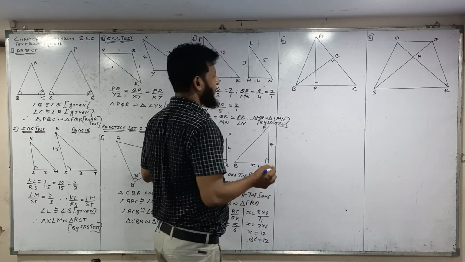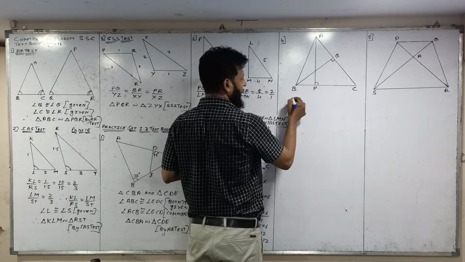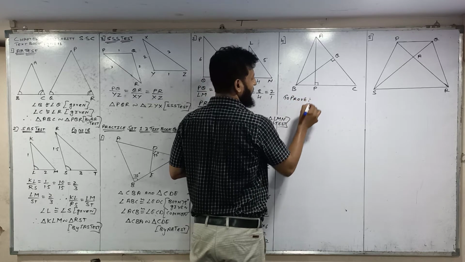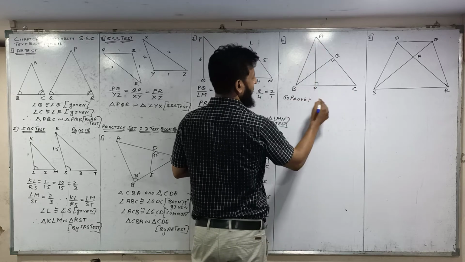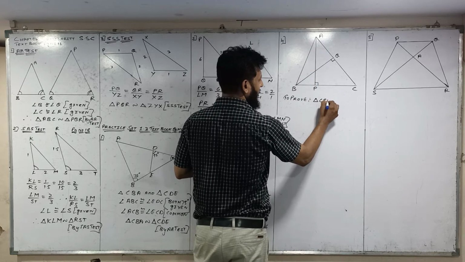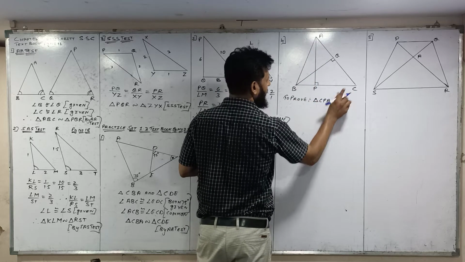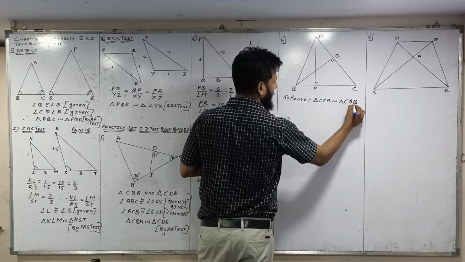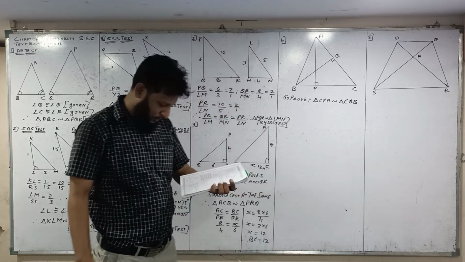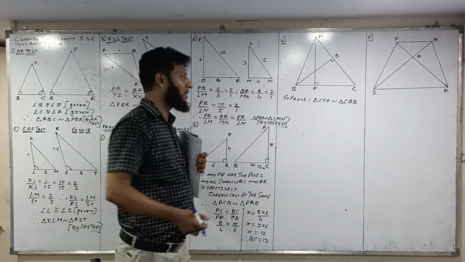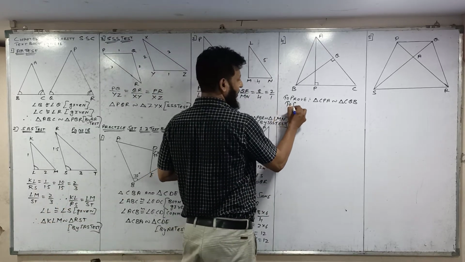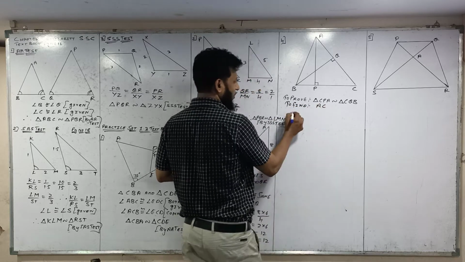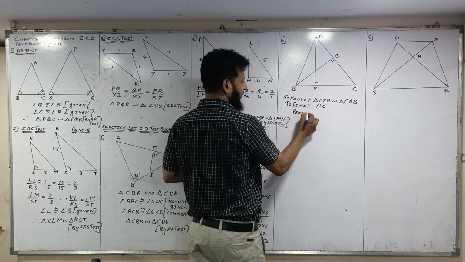In this you have to prove triangle CPA is similar to triangle CQB. What do we have to prove? We have to prove these two triangles are similar. Then we have to find AC also. After proving, we have to find the value of AC. So we are proving.